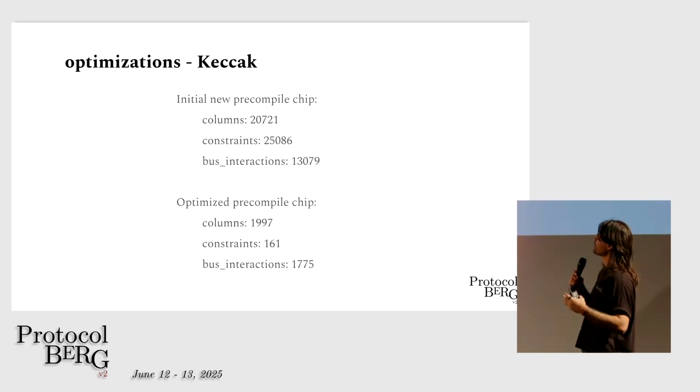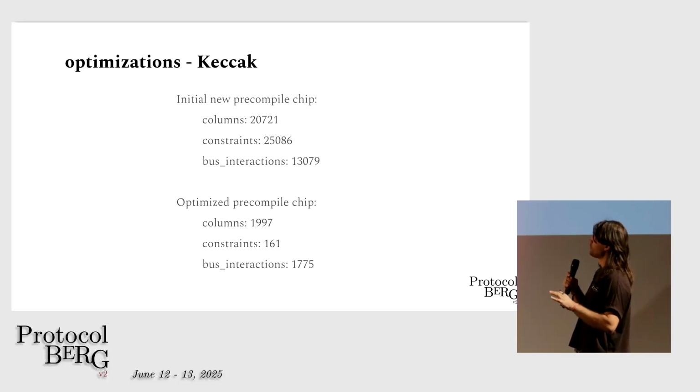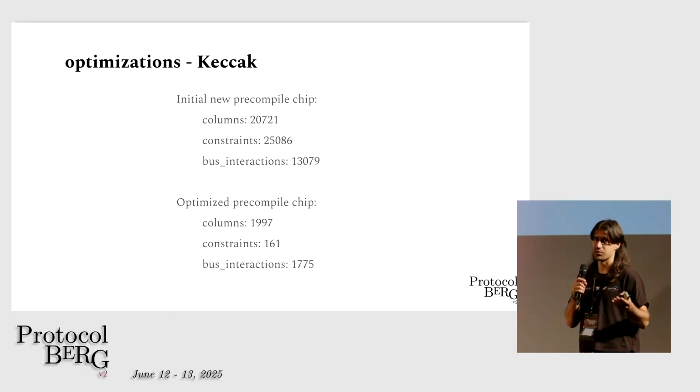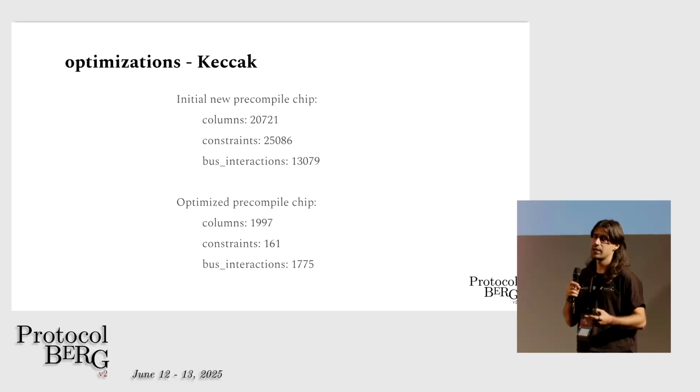So for Keccak, when we take the assembly code that computes Keccak and simply inline all the circuits, with no optimizations at all, we end up with 20,000 columns, 25,000 constraints, and 13,000 bus interactions, which is a type of constraint, but different from polynomial constraints. And they also end up introducing more columns later. Columns affect the proof generation, but especially for recursion, more columns is pretty bad. So that's why we want to minimize the whole thing.